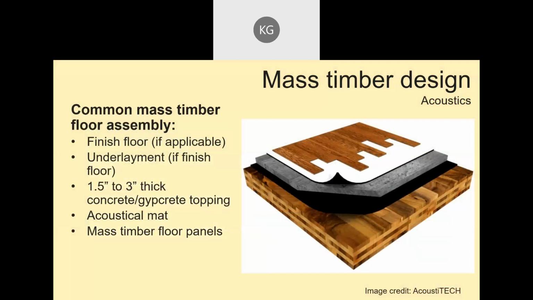Therefore, this is a common floor assembly that designers like to use. It performs well. It allows the wood to be exposed on the underside, which is what most designers, owners, and developers want. And then directly on top of the panel is an acoustical mat, and then 1 to 3 inches of gypcrete or concrete, and then your finished floor. This assembly not only helps with acoustics, but will also help with vibration, which often controls with mass timber.